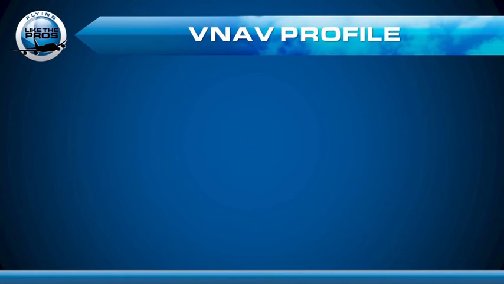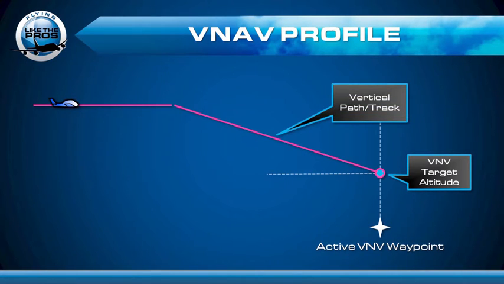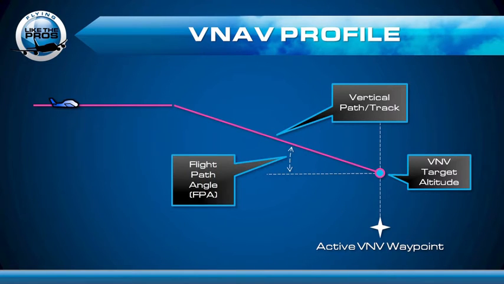Let's look at the pieces of the VNAV profile. Let's say we're flying along at cruise altitude and we want to use VNAV to descend to a target altitude. That's called an active VNAV waypoint. The system creates a vertical path, or vertical track, for us to descend down. And that vertical track is defined by a flight path angle, or FPA. Each aircraft has its own default FPA, but they're usually around 3 degrees.